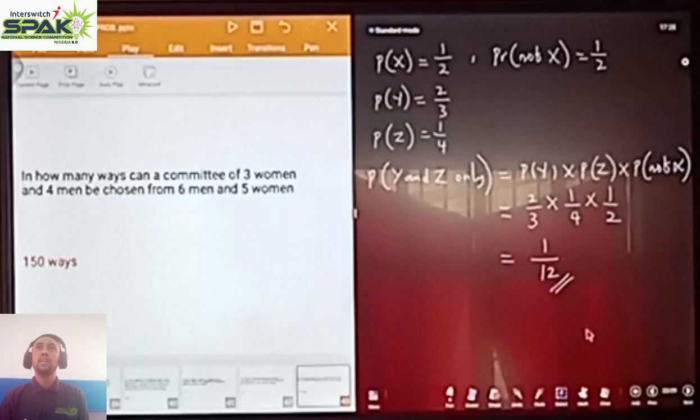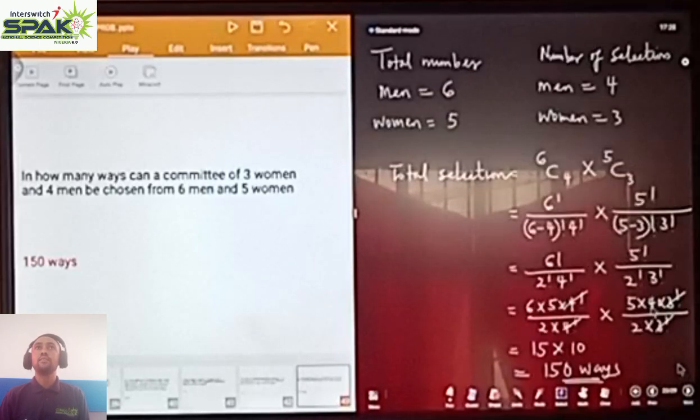The next question here, we have it that how many ways can a committee of 3 women and 4 men be chosen from 6 men and 5 women? Now, the total number, we have 6 men, 5 women. The number of selection, we want to select 4 men and 3 women.